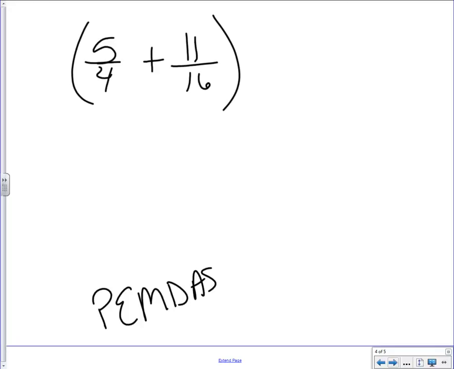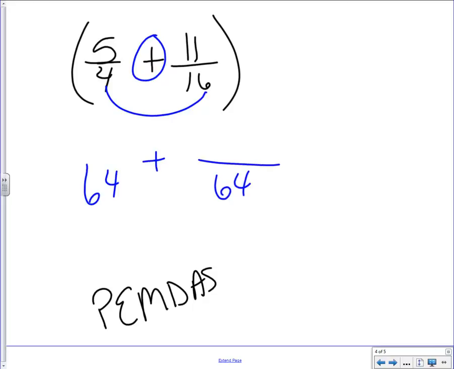This is actually something from two chapters ago in Unit 3. In Unit 3, we learned how to add fractions that have unlike denominators. This is how we do it. We know that we need a common denominator to either add or subtract fractions. To do that, I multiply my denominators together and I get 64 for both of the denominators.